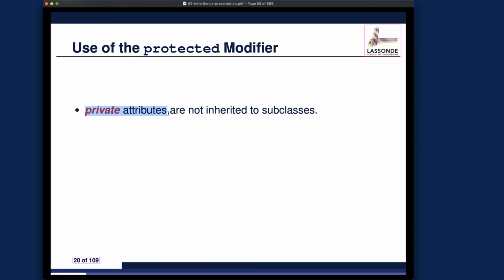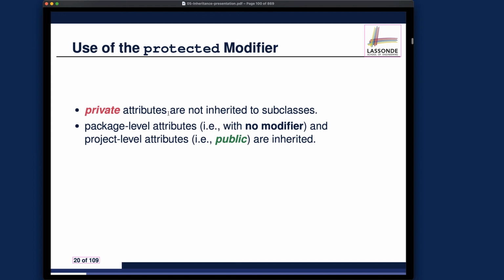That's something I will cover a little bit more, but you should just know, if there's anything you want to be shared by the subclasses, you cannot really declare it as private. That's a principle. And package level attributes and also project level attributes, either no modifier or public, will be inherited automatically. But for simplicity, for the purpose of the rest of the lecture, I will use just no modifier. It saves some space on my slides.